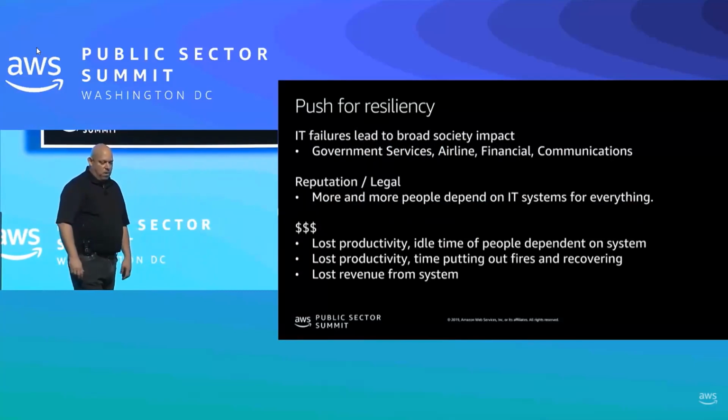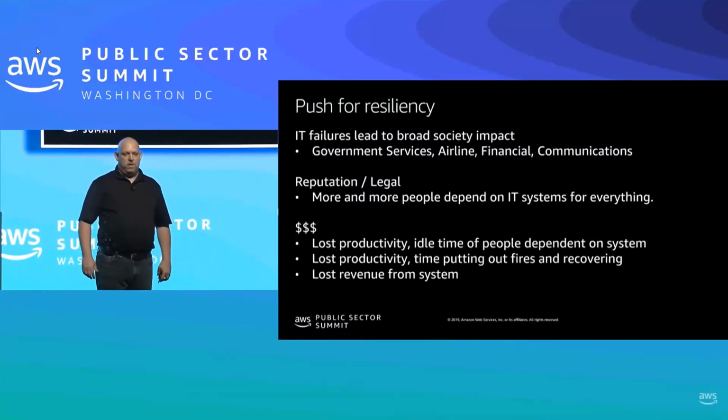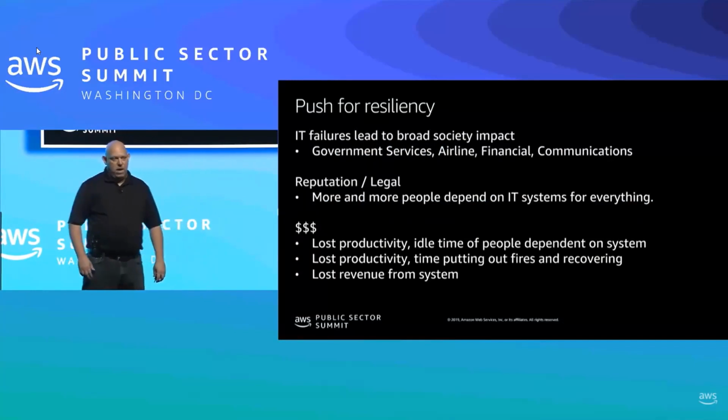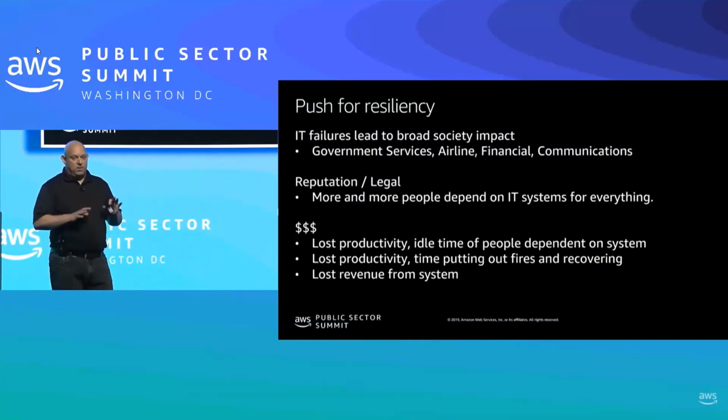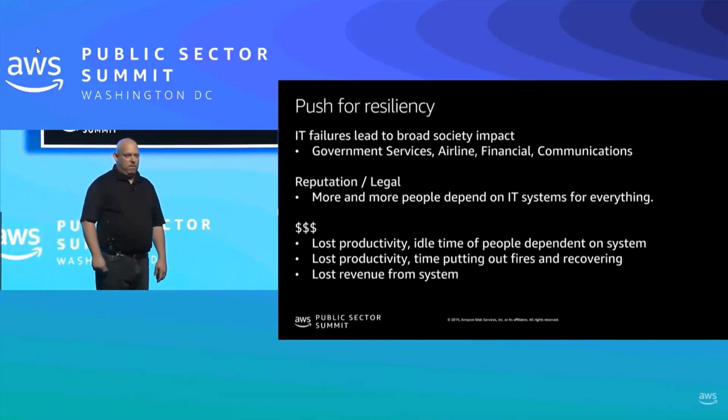The second I put up here was reputation and legal. That's really driven by the first one. What does your company stand for? What does the agency, if you're with a government agency, stand for, and what is your reputation? And then the last is monetary. So now we see more and more, and not just technical folks, but more and more business users whose day-to-day job is dependent upon IT systems. So if their system is down, they're idle, and that's lost opportunity cost.